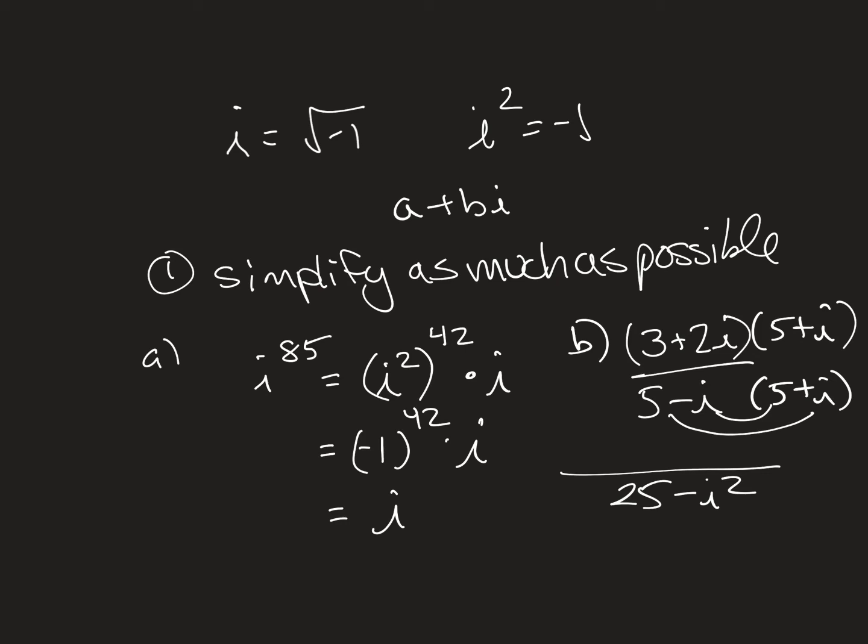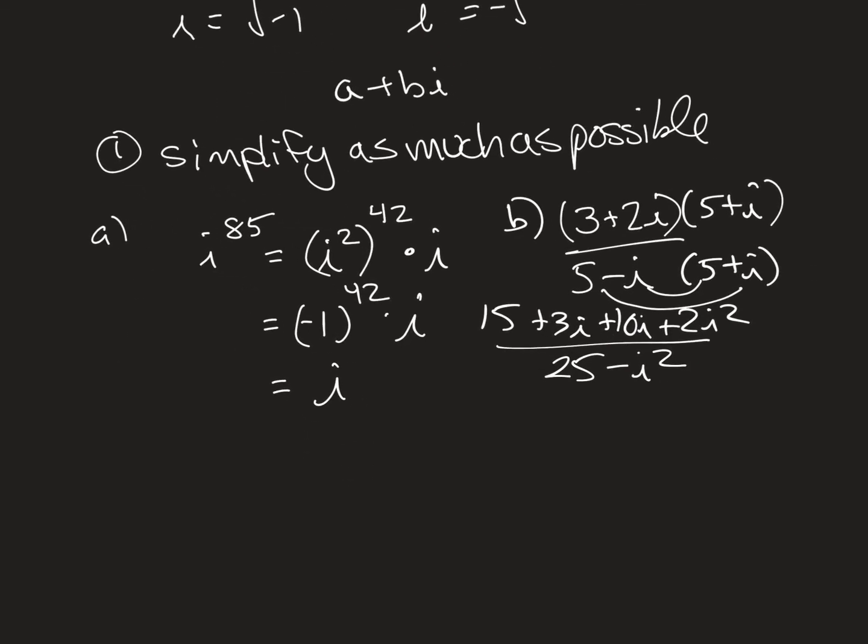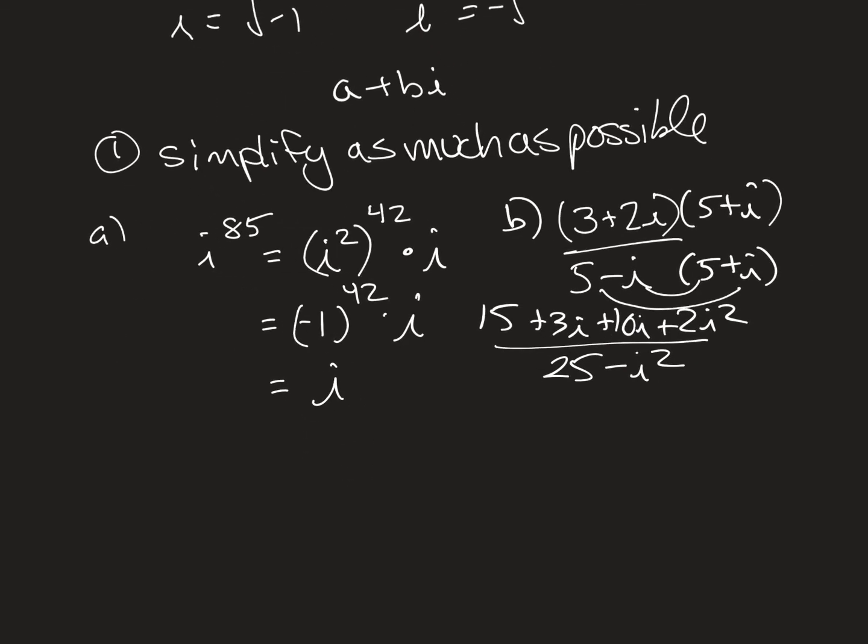All right, so in the numerator, I have 15 plus 3i plus 10i plus 2i squared. Let's now simplify. Remember, i squared is -1. So in the numerator, 15 plus 2i squared is really 15 minus 2, or 13. So I've got 13 plus 13i divided by 25 minus i squared.